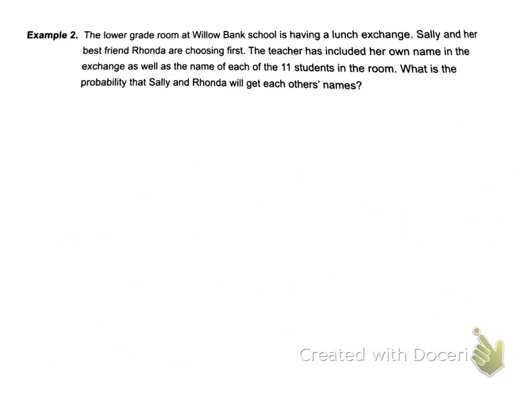Okay? All right. So now we're going to do the next one. The lower grade room for the Willowbank School is having a lunch exchange. Sally and her best friend Rhonda are choosing first. The teacher has included her own name in the exchange as well as the name for each of the 11 students in the room. What is the probability that Sally and Rhonda will get each other's name? We have to be real careful with this. So just a second. So how many names are going to go in this bag originally? That's right. There's going to be 12 because there's 11 students plus the teacher.